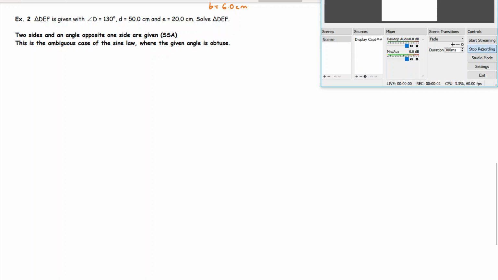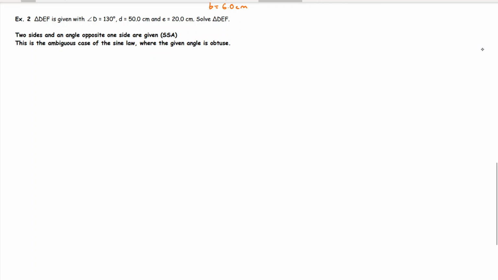In this video, we are going to look at another example of solving triangles that are in the ambiguous case. So here we have an example 2. Triangle DEF is given. We have an angle D that's obtuse, more than 90 degrees. The side that's opposite of it is 50 centimeters, and the other given side is 20 centimeters. So we're told that we need to solve this triangle.